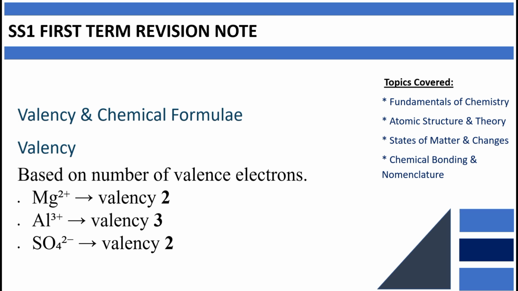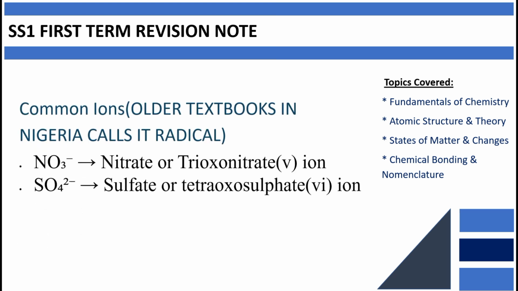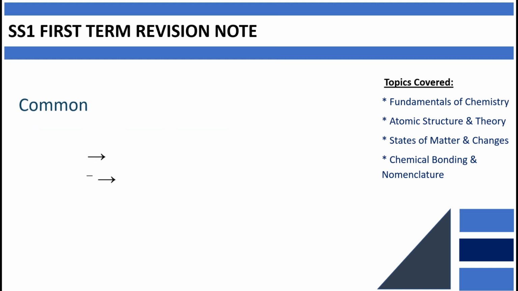So what do we mean by this word valency that I've been talking about? Valency represents the combining power of an atom, element, molecule, or ion. There are some molecular ions like NO3-. We also call them polyatomic ions. We can call it nitrate for common name or old name. But the IUPAC name of this is trioxonitrate(V) ion. SO4 2-, old name is sulfate, but currently using IUPAC name we can call it tetraoxosulfate(VI) ion.